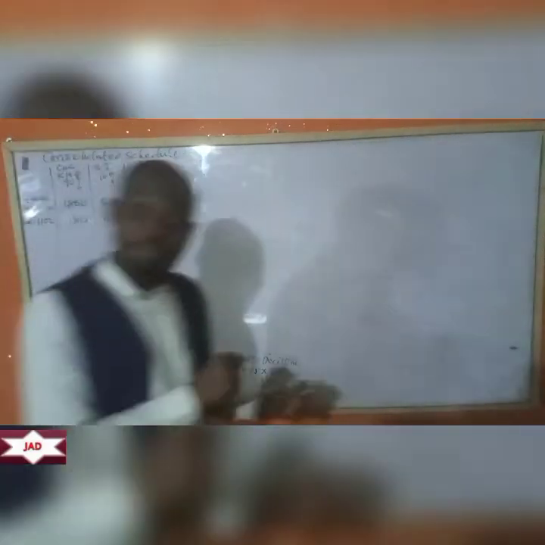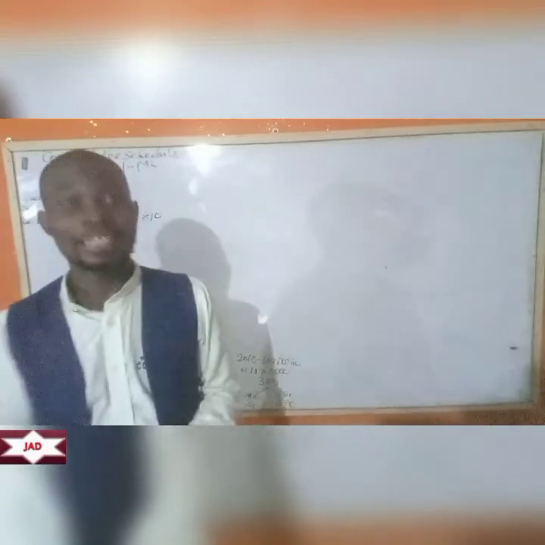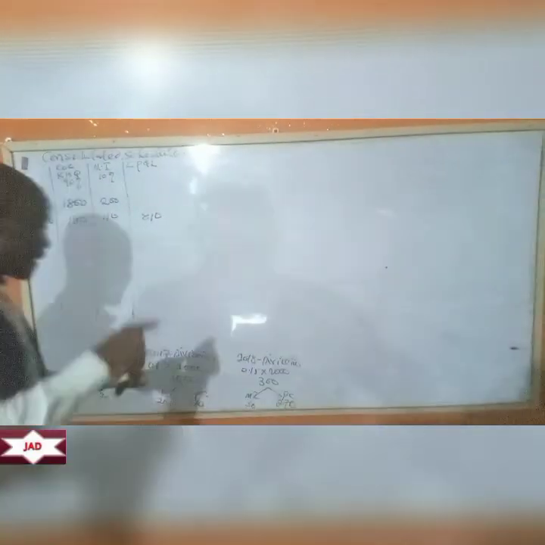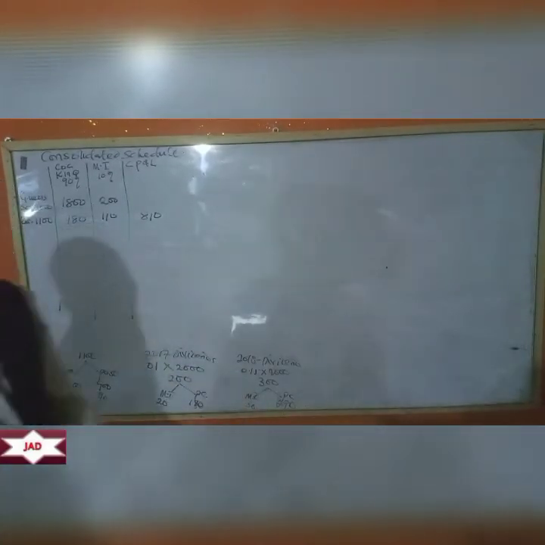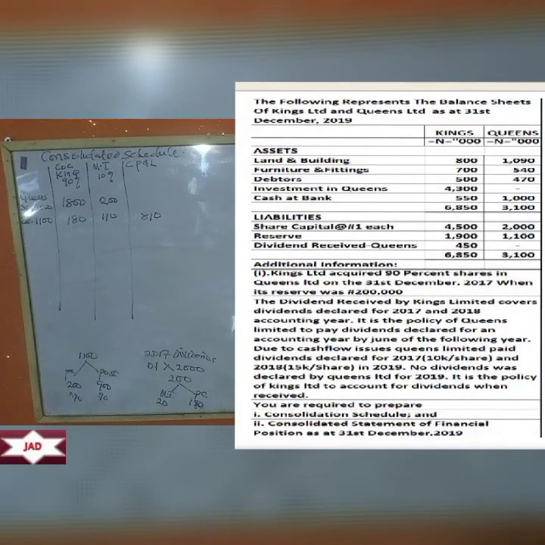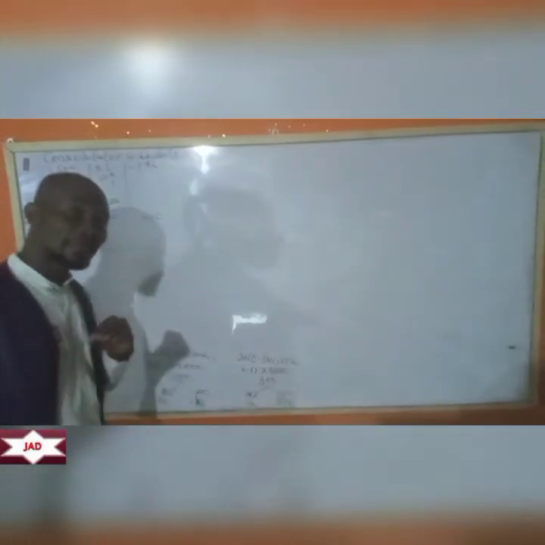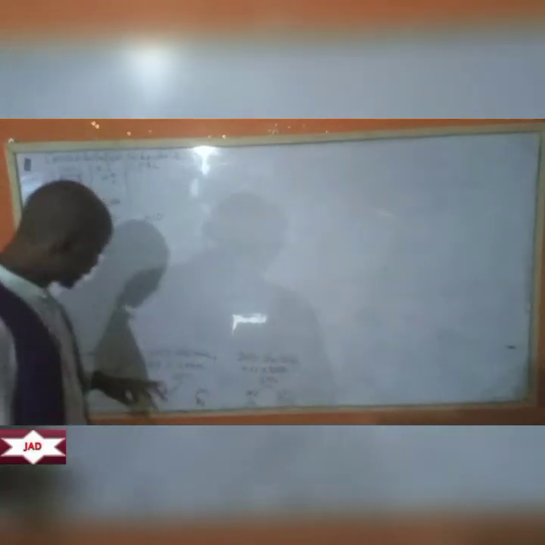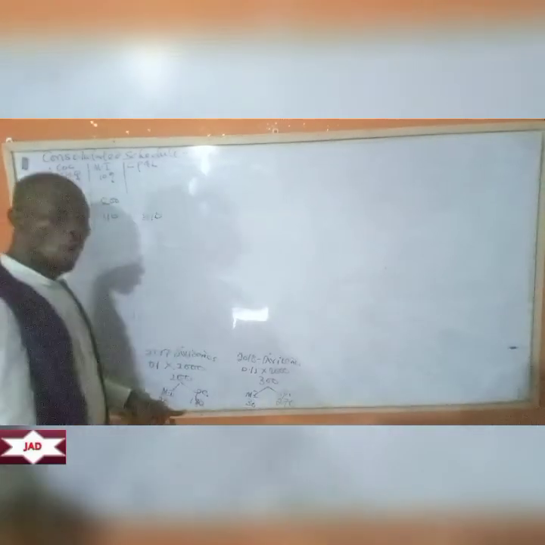So that means the 450 in the balance sheet, which is dividend receivable, is the dividend for 2017 and 2018. Though it was 2019, they said there was a cash flow issue. So don't forget that dividend of 2017 and 2018 is what makes the 450. They say there's no dividend proposed for 2019, okay? Queens was acquired in 2017 on the 1st December, accounting year January to December. So they acquired Queens at the end of the year. That means this dividend is from the profit made before acquisition.